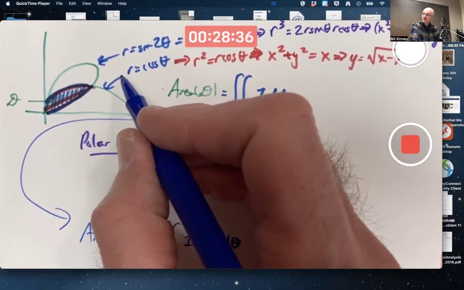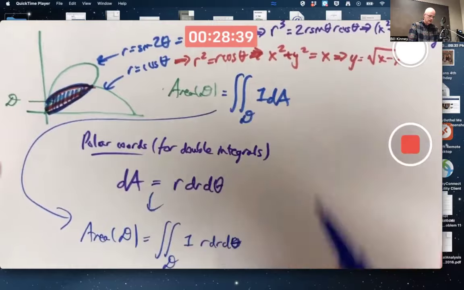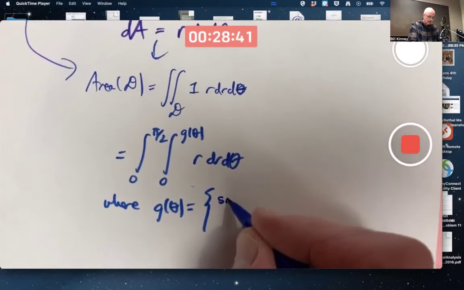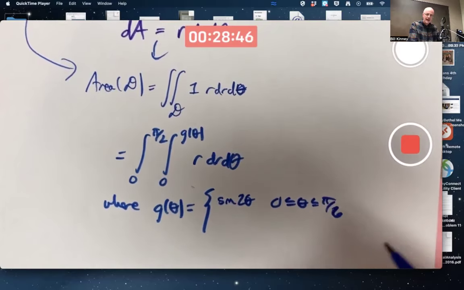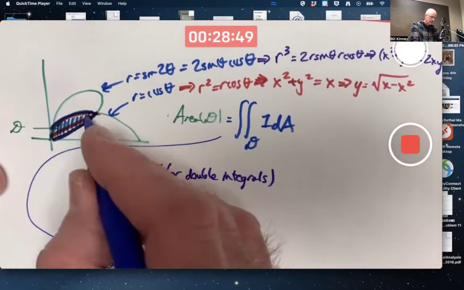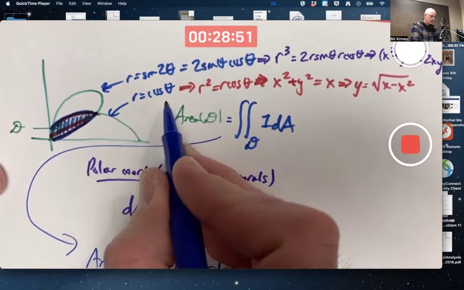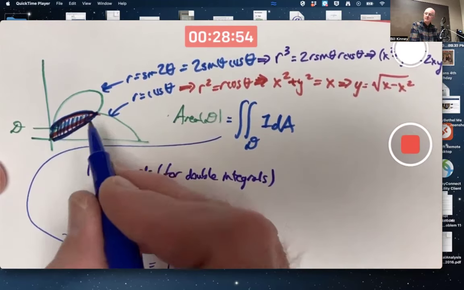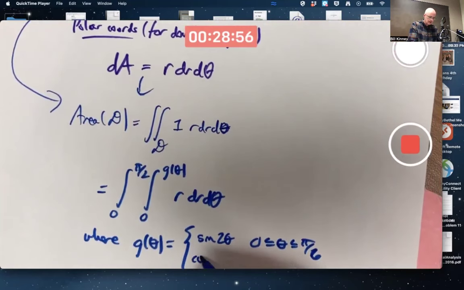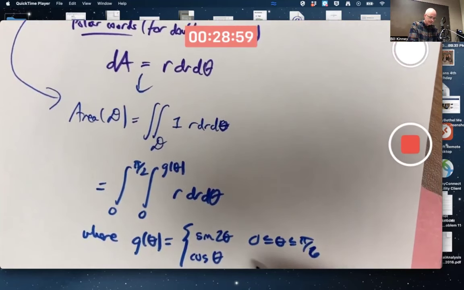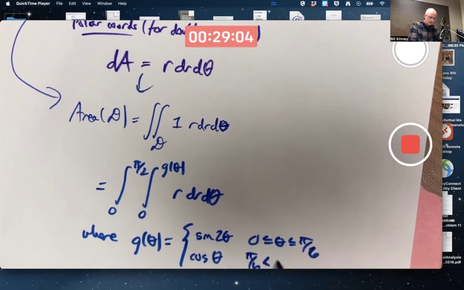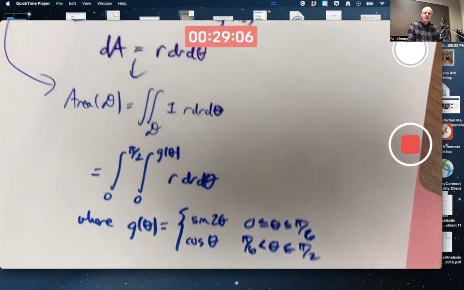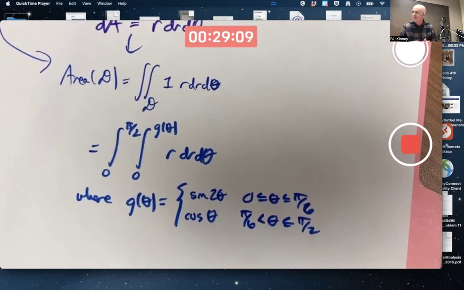I'm talking about the exact same thing I was talking about 15 minutes ago. Sine 2 theta, when theta is between 0 and pi over 6. And the upper piece, this piece here, cosine theta, when theta is between pi over 6 and pi over 2. So the g becomes a piecewise function. In this example, it's not going to be typically piecewise in your examples.